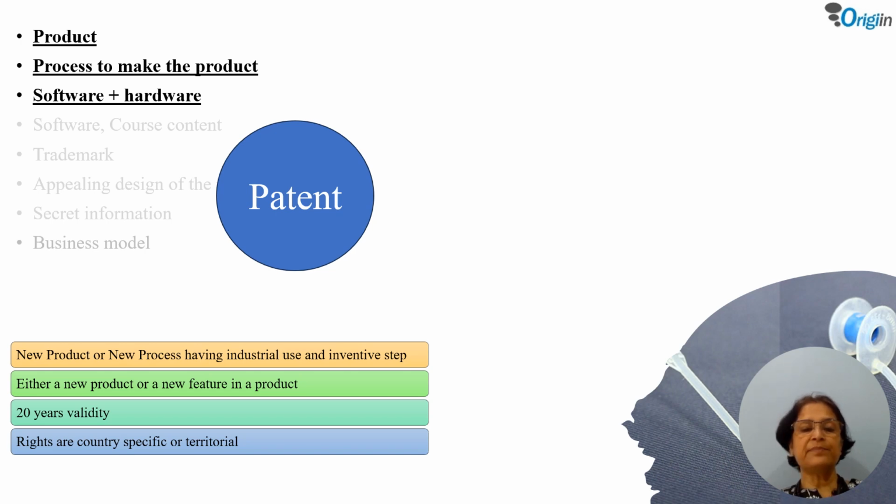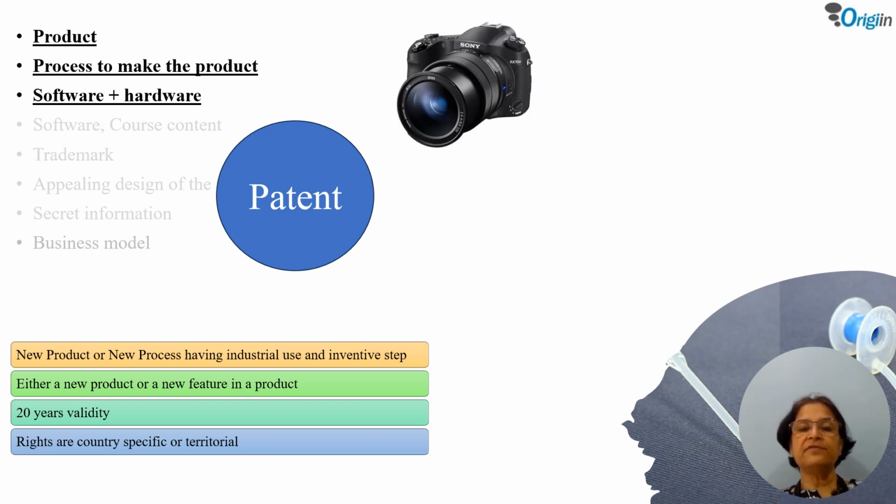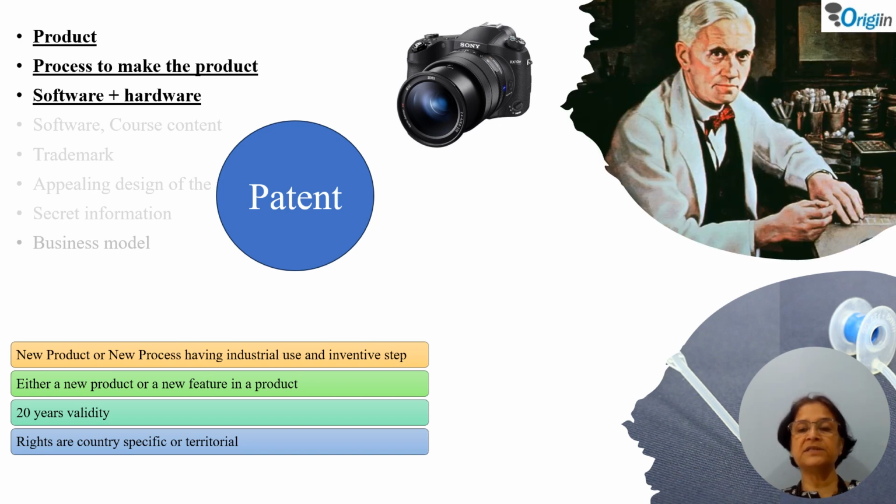To give you some examples of the kind of innovations which qualify for patent, this is a picture of a voice prosthesis. So it is a product, a new product. The best way to protect such products is in the form of patent. Then we have camera, digital camera. So it is a new product. If it is novel, then definitely it can be registered as a patent.